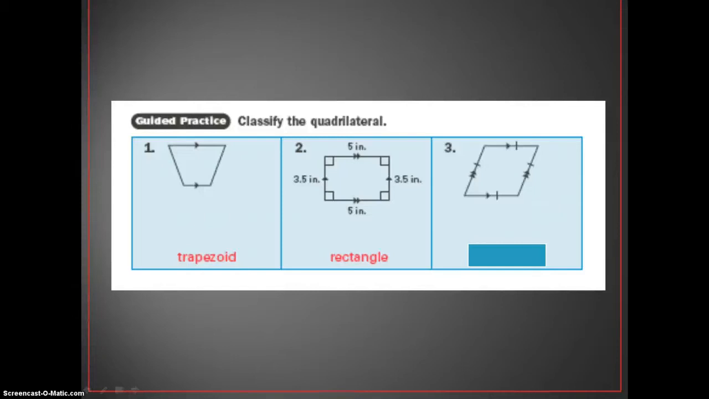For number 3, there are two pairs of parallel sides, and do you see these little tick marks? These tick marks tell you that they're all the same measurement. Even though there's not a number, they're all the same measurement. So this looks like a square, but there's no right angles. It's tilted. Rhombus. Again, parallelogram is not the best definition because they're all the same sides of equal length.